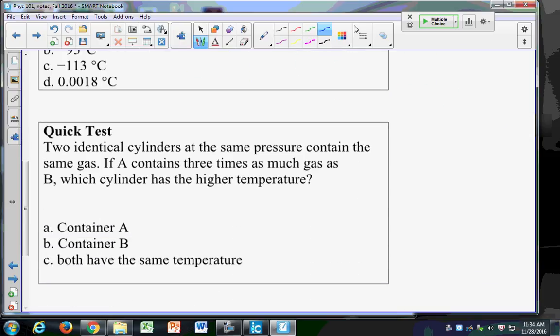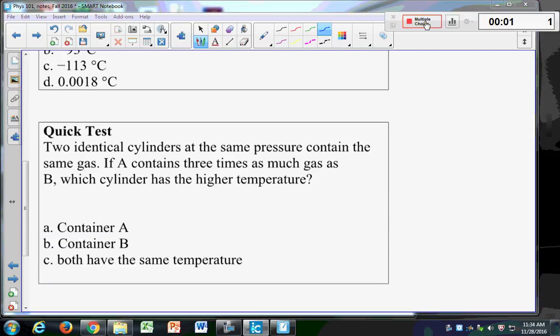And now let's try this last one. They contain the same gas. Two identical cylinders at the same pressure contain the same type of gas. If A contains 3 times as much gas, which cylinder has the higher temperature? You want to think about your ideal gas law here.